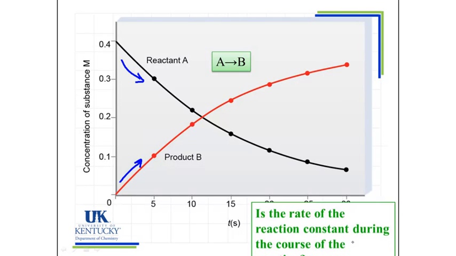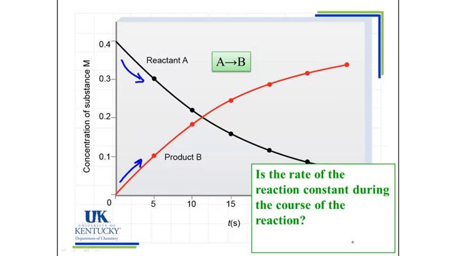My question for you is this: is the rate of the reaction a constant during the course of the reaction? Is it running at the exact same rate of speed? Is the change in concentration over the same time interval the same? Well, it's not. If it were, it'd be a nice linear graph, but it is dropping off.